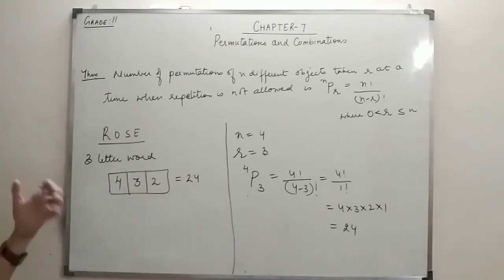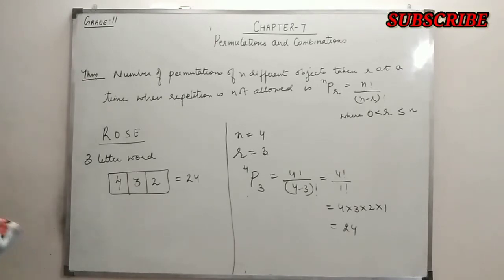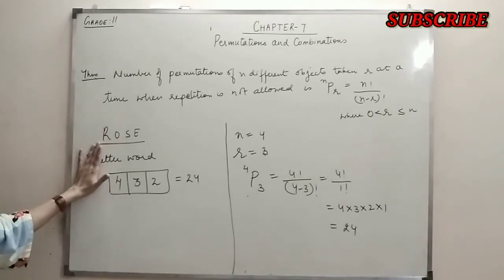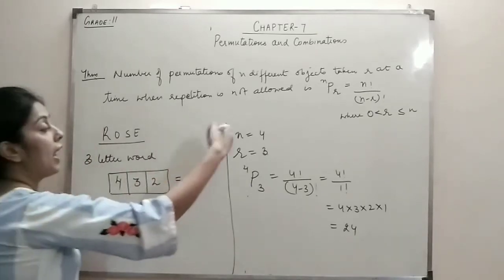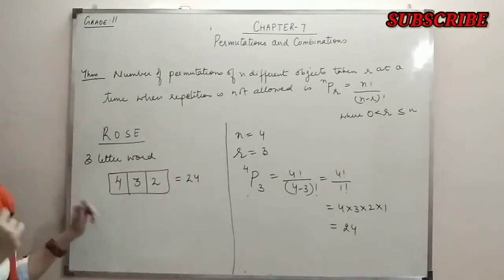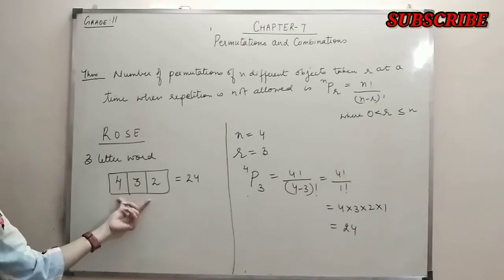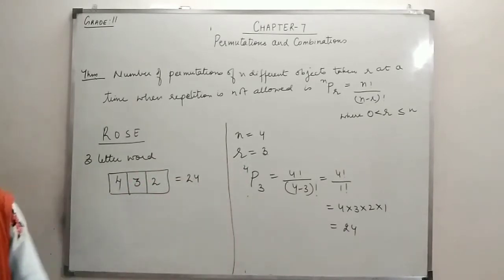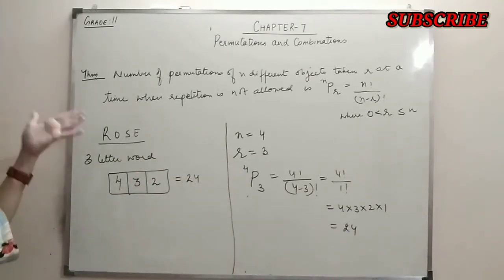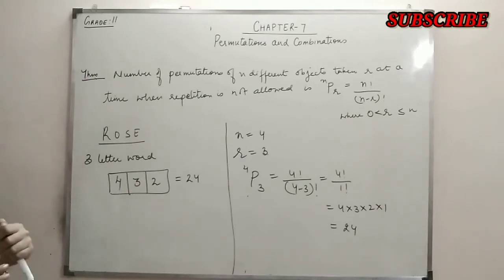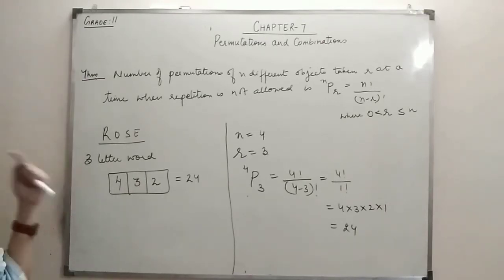I already told you that from the fundamental principle of counting, we can do most of the questions. But some questions we can't do by this. Suppose the values of n and r are very large. Then it's difficult and quite lengthy to solve by the fundamental principle. We can easily solve it by this formula, the permutation P(n, r), when we are taking n objects, taking r at a time, when the repetition is not allowed.